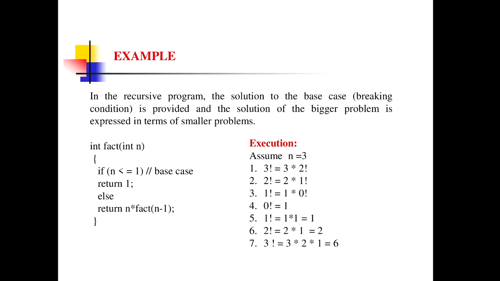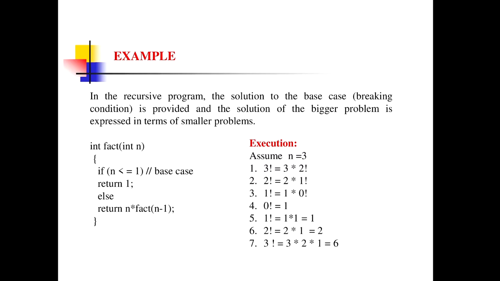The breaking condition here is: if n is less than or equal to 1, then return 1. Means once the value of n becomes less than or equal to 1, it returns the value 1. Otherwise, it returns n into fact of n minus 1. See here, I call fact of n minus 1, and with this part I call the same fact function again and again within its body, and therefore it is called recursion.